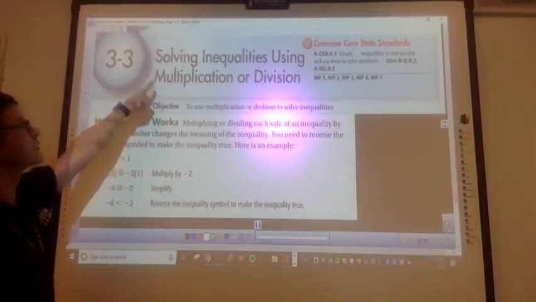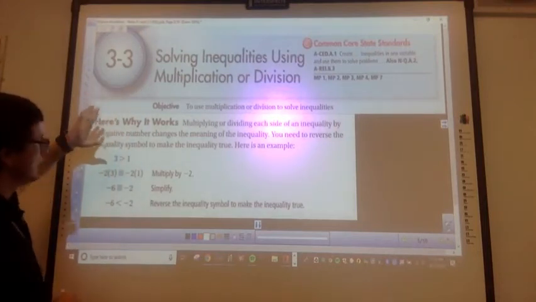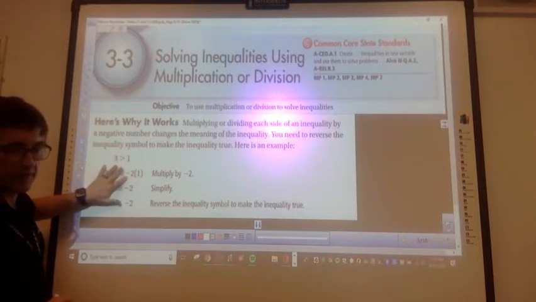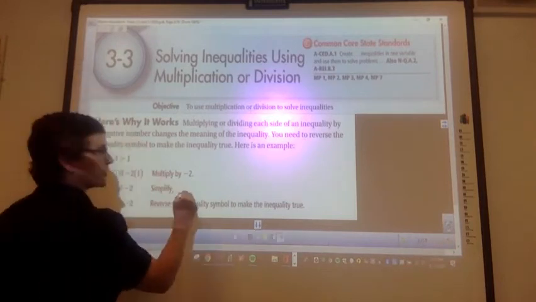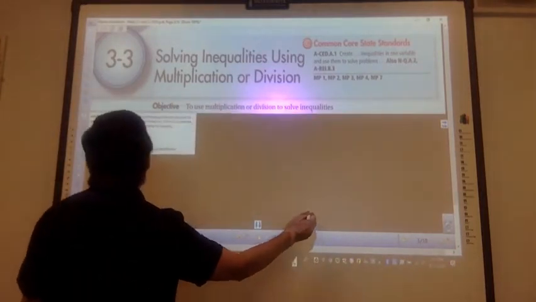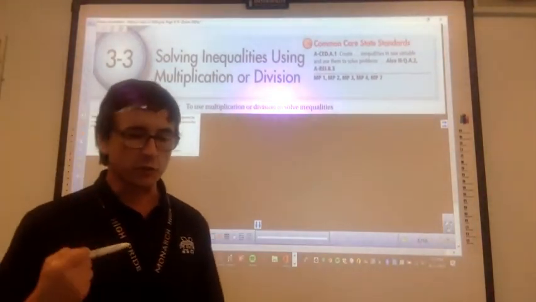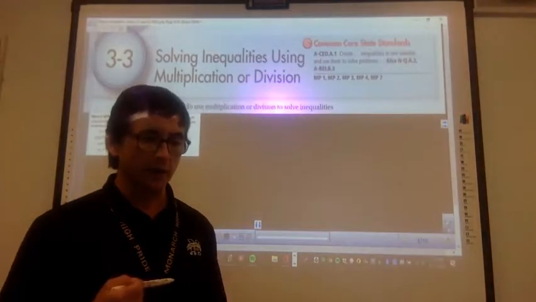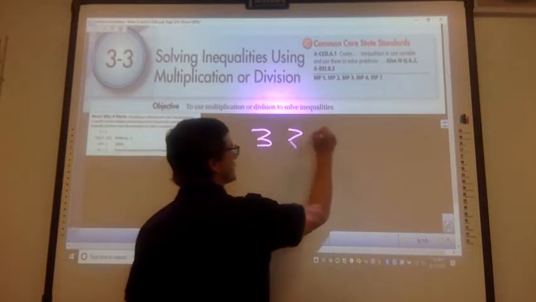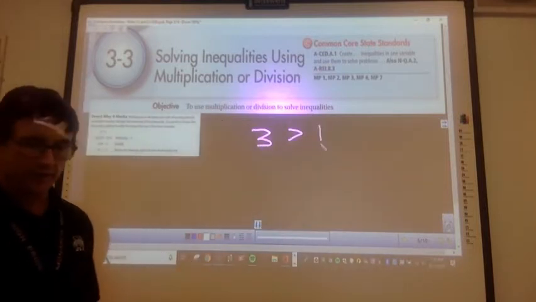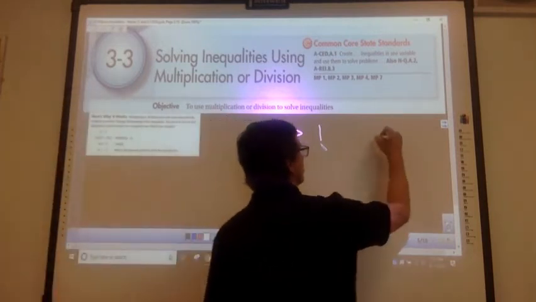So we're moving on. 3-3, solving inequalities using multiplication and division. We're going to talk about this, so you don't have to write this down yet, but actually I'm going to make it a little smaller so I can write on the side here. What I want you guys to understand is why you have to switch the inequality when you multiply or divide by a negative. So if I have something simple like 3 is greater than 1, is that a true statement? Nod your head, yes or no. Yes, that is a true statement.